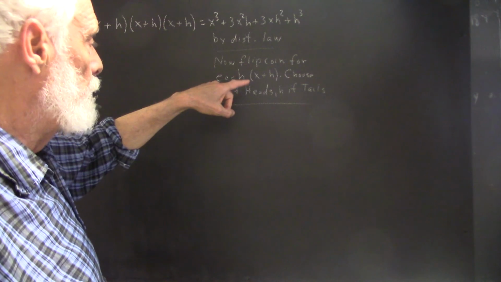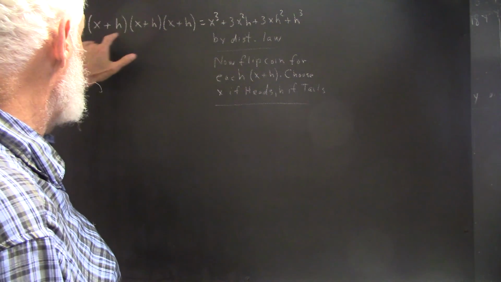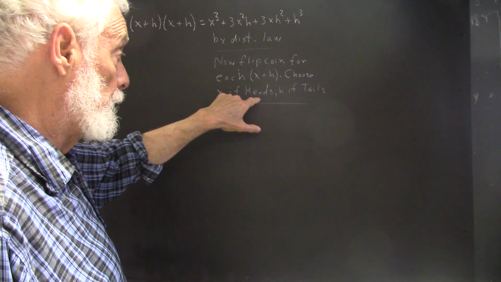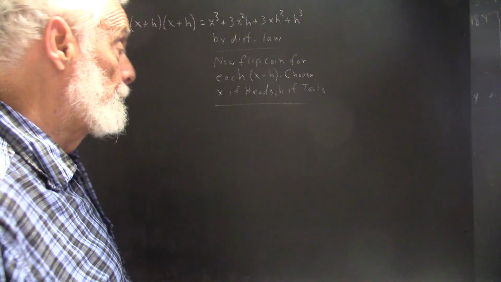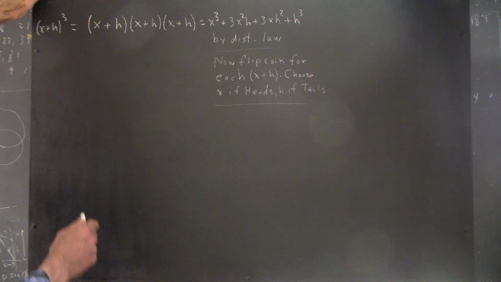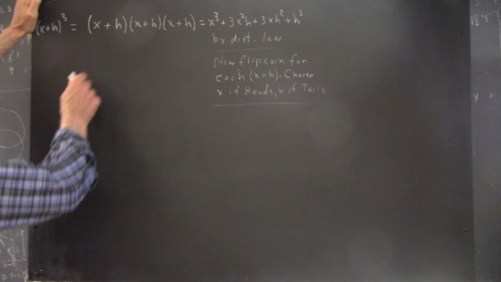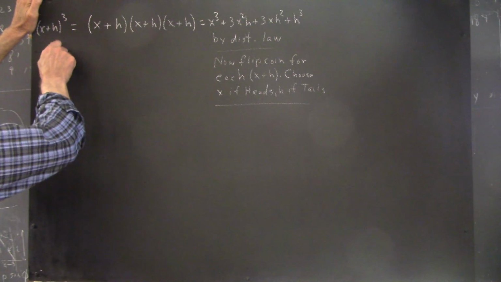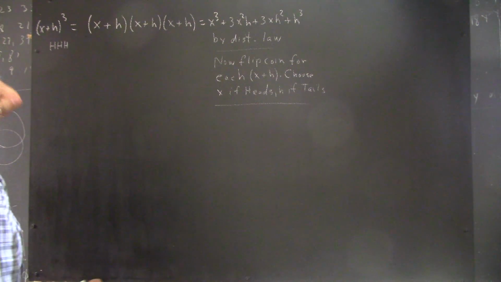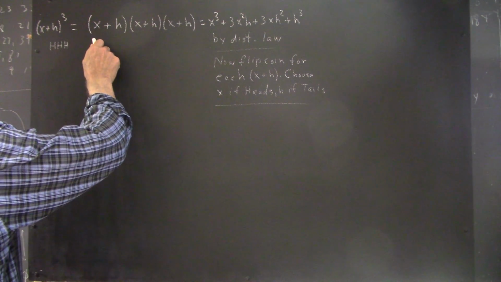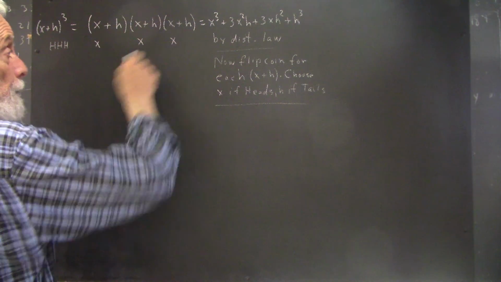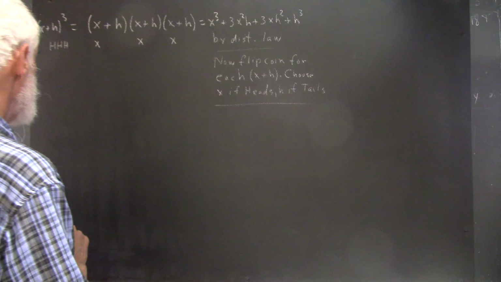We're going to flip a coin for each x plus h, for each binomial. And we're going to choose x from that binomial if we get heads, h if it's tails. Now, what can happen if we flip 3 coins? Well, if we get heads, heads, heads, then we're going to pick x from this one, x from this one, and x from this one.